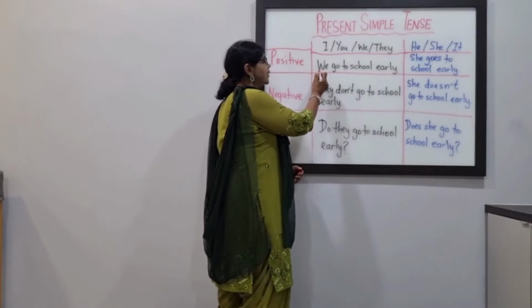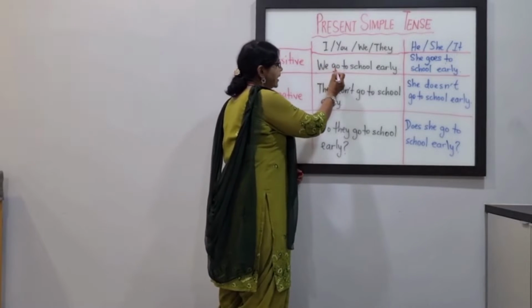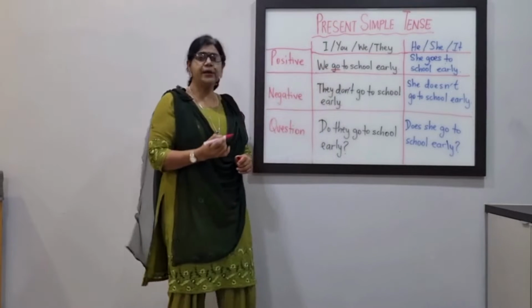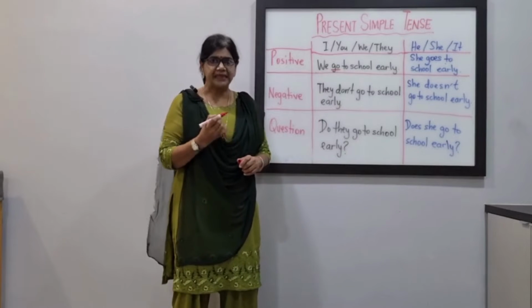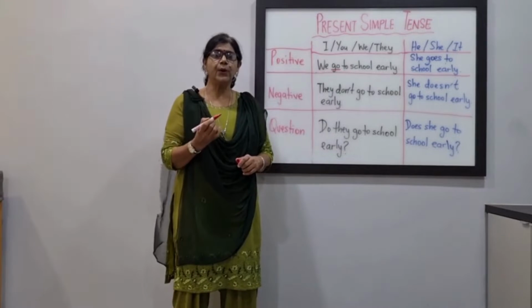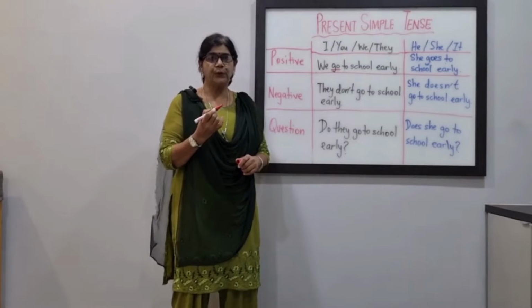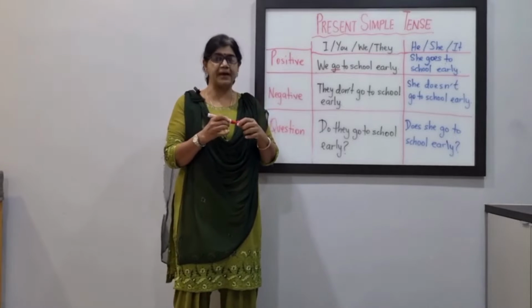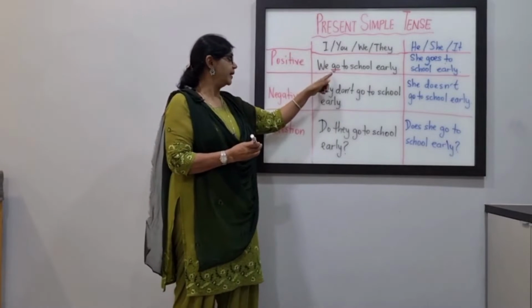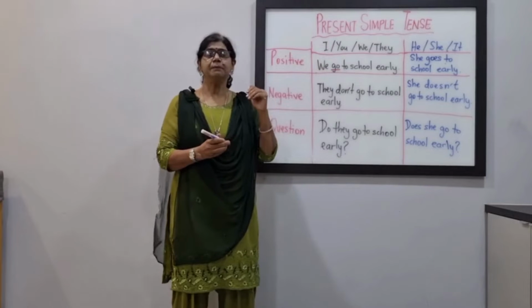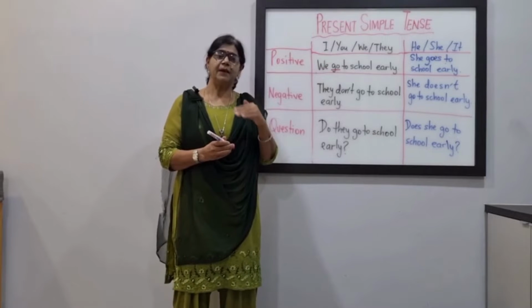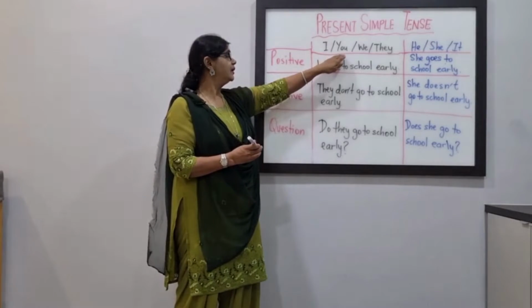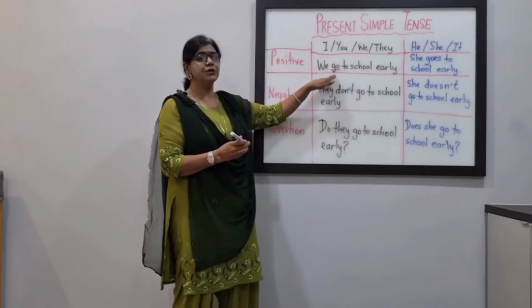We is a plural subject, so the verb should be in plural. We go, I go, you go, they go. The boys go, the girls go, the children go. Okay, let's say we use another verb. For example, play. I play, you play, we play, they play, the boys play, the girls play. Plural subject, we must use a plural verb.